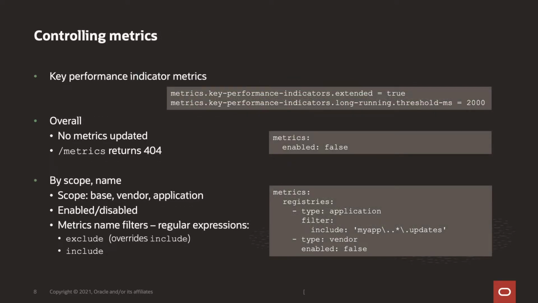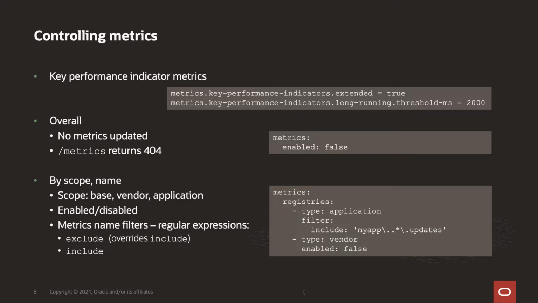There are a number of ways that you can control the recording and reporting of metrics within Helidon and within your application. We just mentioned how the key performance indicator metrics include the standard ones by default, but the extended ones are disabled by default. You can turn those on by setting metrics.key-performance-indicators.extended equals true. And if you want, you can control the threshold that determines whether a request is long running or not. The default is 10 seconds. This setting would set it to 2 seconds.